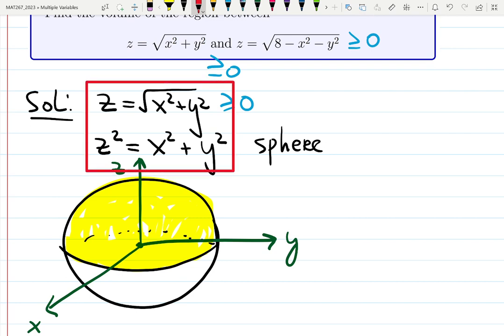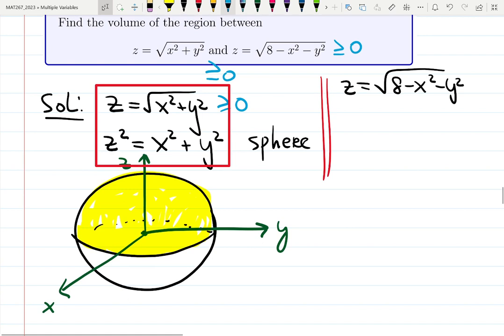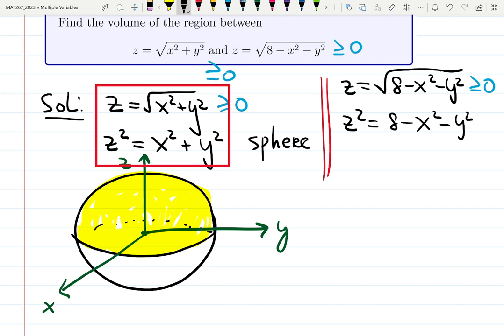And then we have a second one. The second one is z equals a square root of 8 minus x squared minus y squared. It's also positive, so let's remember that. Every time you square both sides, you lose this property of being positive or 0, which means non-negative. z squared becomes 8 minus x squared minus y squared, which can be written as z squared plus x squared plus y squared equals 8.